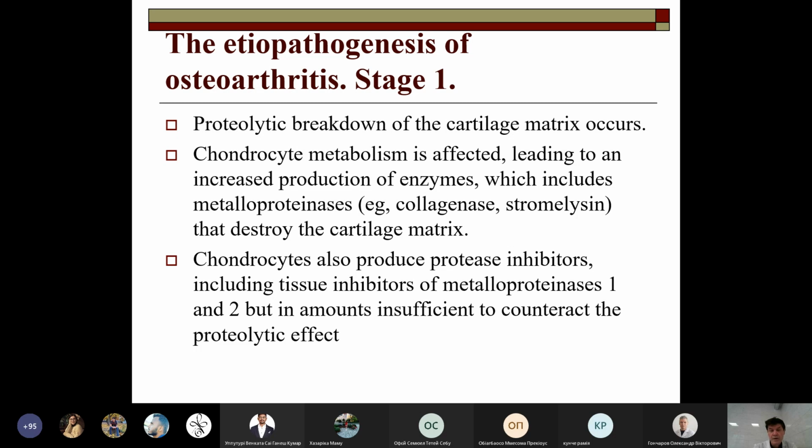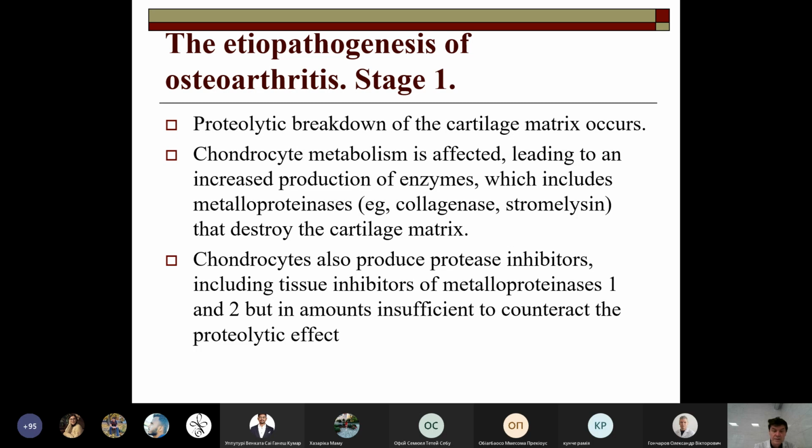The chondrocyte metabolism is affected, leading to an increased production of enzymes, which include metalloproteinases that destroy the cartilage matrix and lead to the occurrence in the stroma of so-called cell and cell debris. The chondrocytes and debris can lead to prolongation of the proteolytic breakdown.